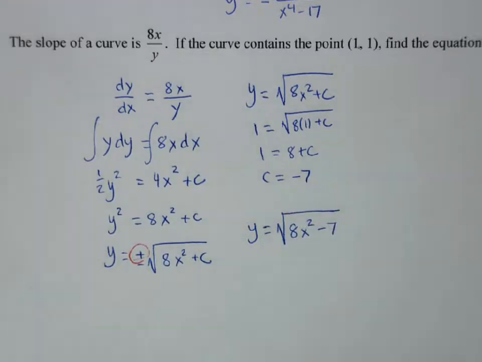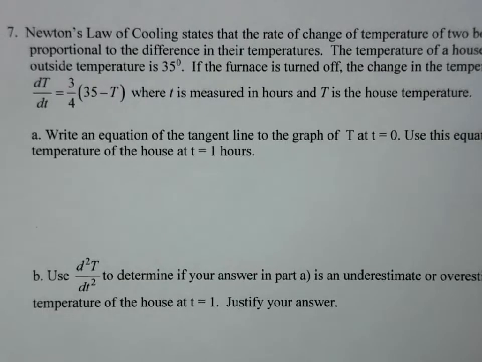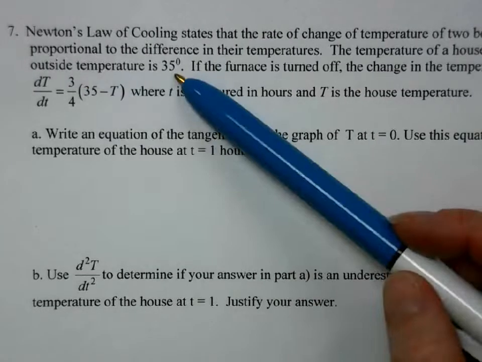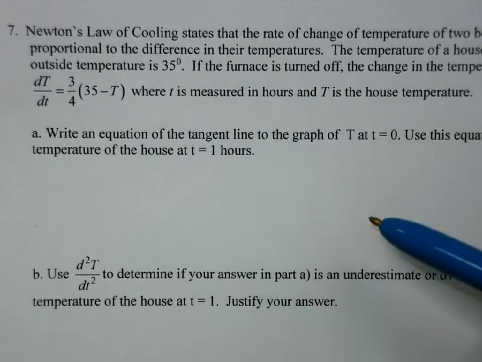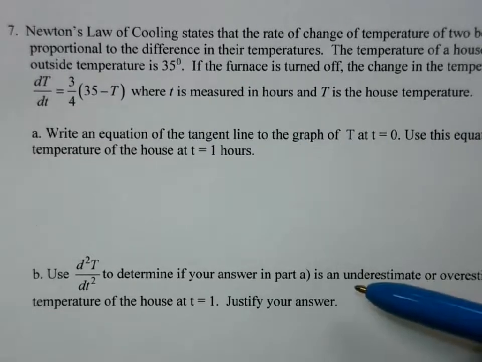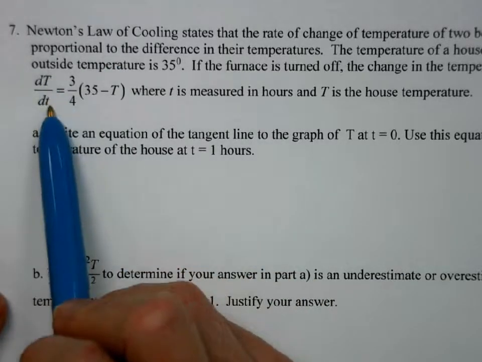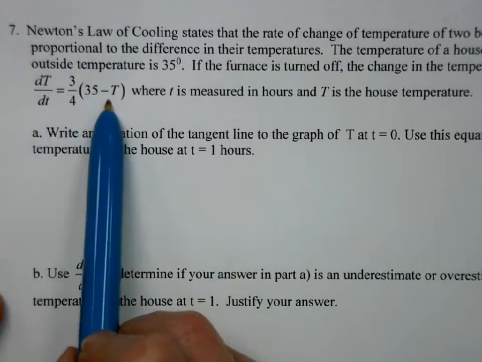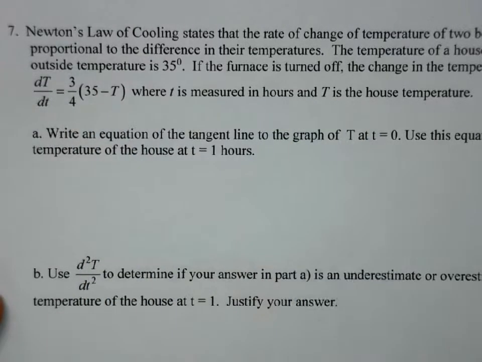So for our next problem, Newton's law of cooling states that the rate of change of temperature of two bodies in contact is proportional to the difference in their temperatures. The temperature of a house is 70 degrees now, and the outside temperature is 35 degrees. If the furnace is turned off, the house is going to cool down without any added heat. The differential equation for that is dT/dt = 3/4 (35 minus T), where little t is measured in hours, and big T is the house temperature.